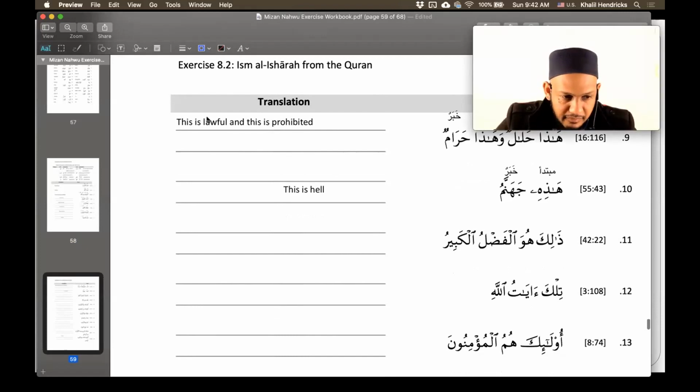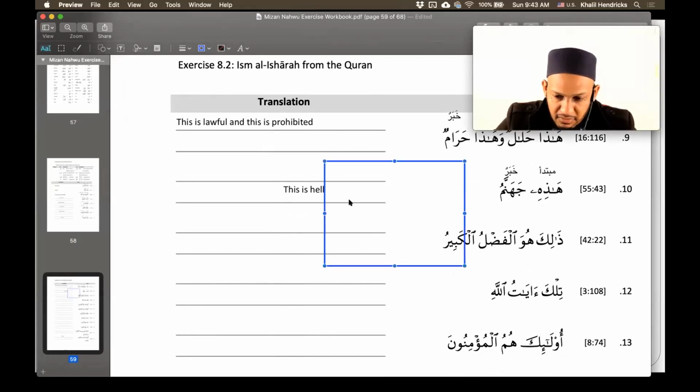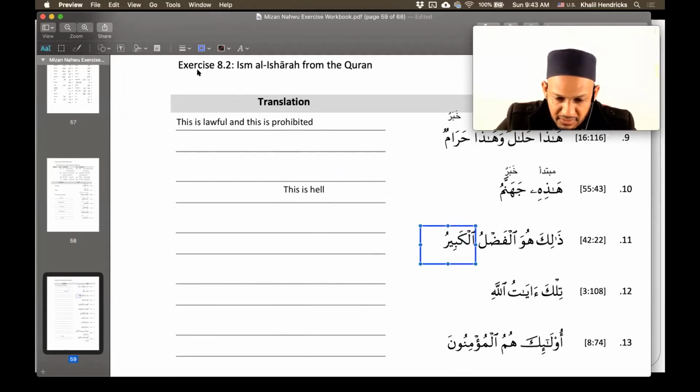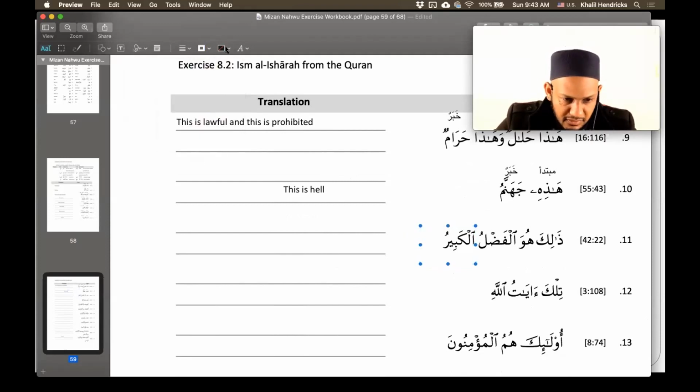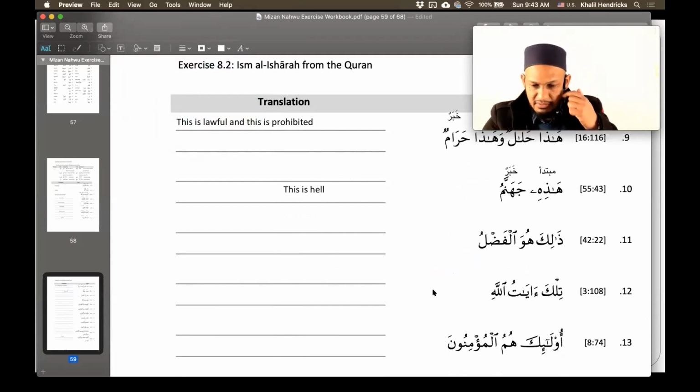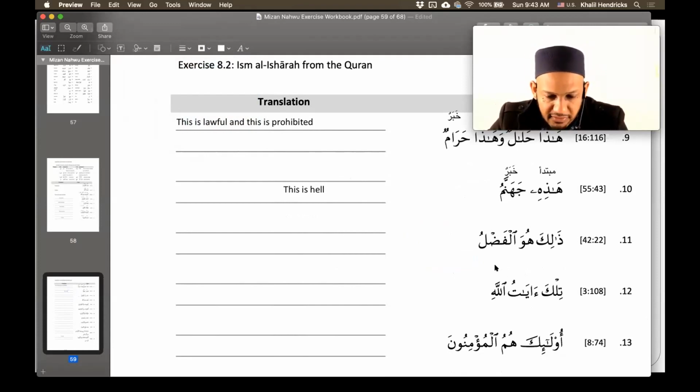Let me just take this out, one second. And just fill this white quickly. Why do you fill this thing white? There we go. Just leave out Kabir for a second. Just say ذَلِكَ هُوَ الْفَضْلُ. So number 4 said ذَلِكَ الْفَضْلُ, and this one says ذَلِكَ هُوَ الْفَضْلُ.